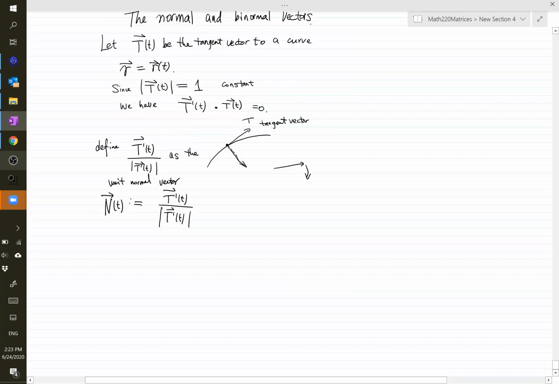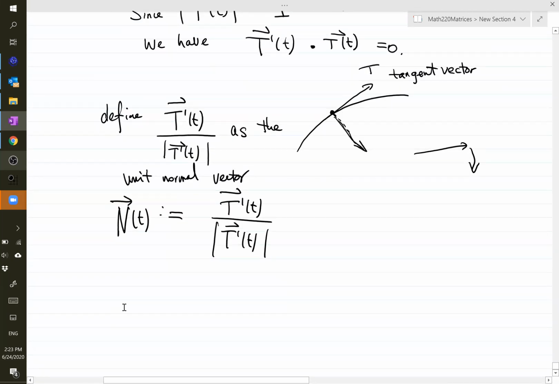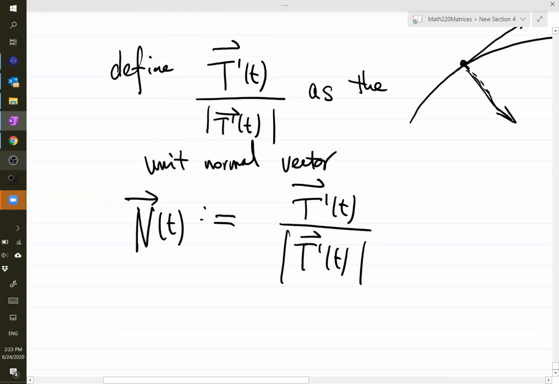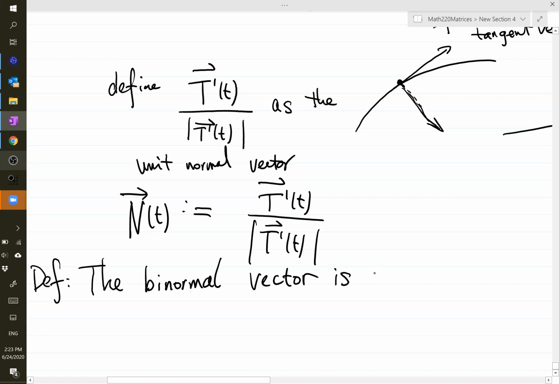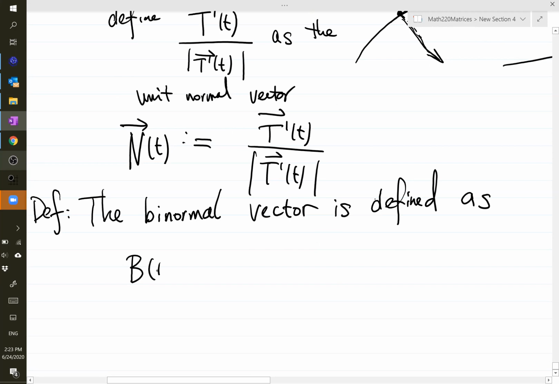The binormal vector is defined as the cross product of the tangent vector and normal vector. It's called binormal. The definition is: B(t) equals the tangent vector cross the normal vector.